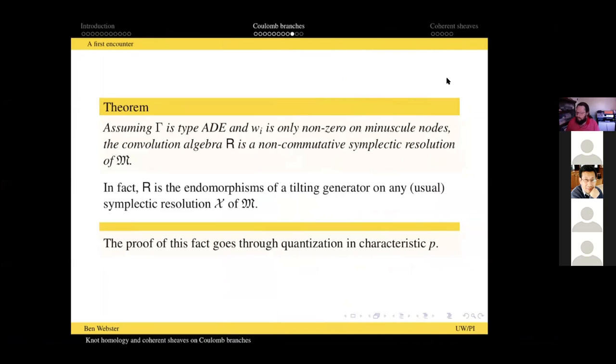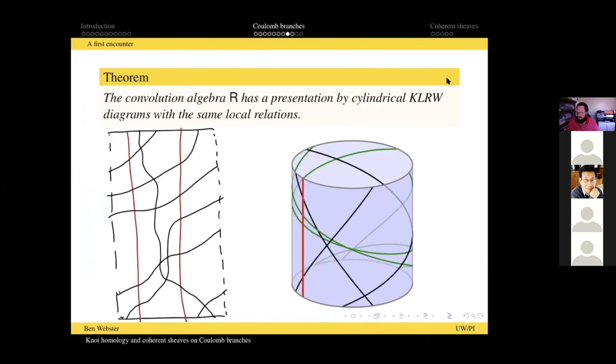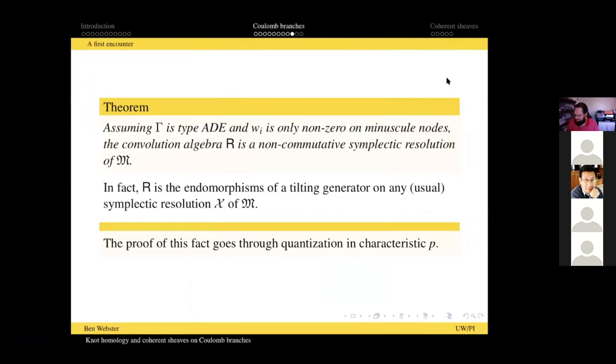So you can then prove that this is a convolution algebra. It contains inside it the Coulomb branch as one example. It's basically what happens when you take all the black strands and pinch them together at the top and at the bottom, so just choosing one lattice. And you can prove that this KLRW algebra, the cylindrical one, gives you a non-commutative symplectic resolution. Here I wrote symplectic because crepant and symplectic are the same for symplectic singularities.